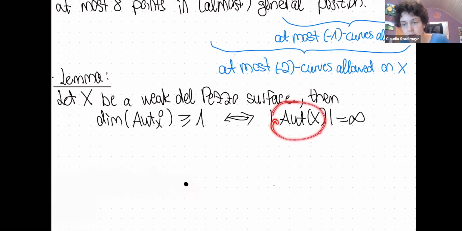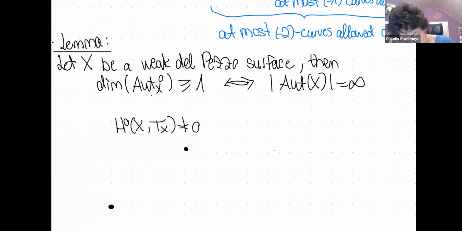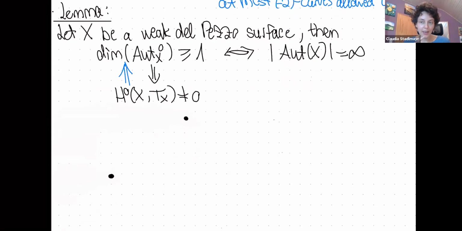So the K-rational points of the automorphism scheme are infinitely many. And as I told you before, the tangent space of Aut X^0 at the identity is the global vector fields of X. So if Aut X^0 is non-trivial, then there are global vector fields. So we also have this implication that if the dimension is positive, H^0(X, T_X) is non-trivial. This is always true, whereas the reverse implication does not necessarily hold in characteristic p. We will see at the end of my talk some examples where it doesn't hold, but it holds in characteristic 0.